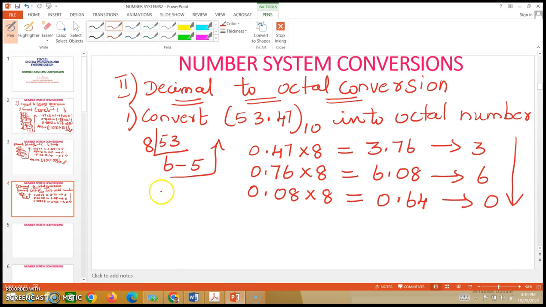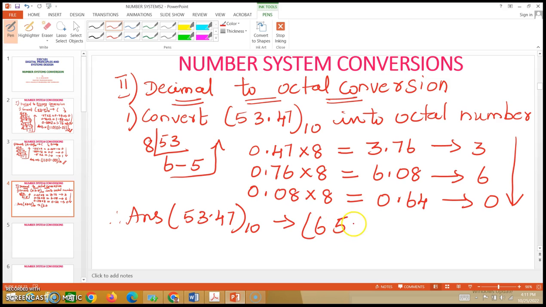That is enough. Now the answer for 53.47 to the base 10 is 65.360 to the base 8. So this is the answer for the decimal to octal conversion.